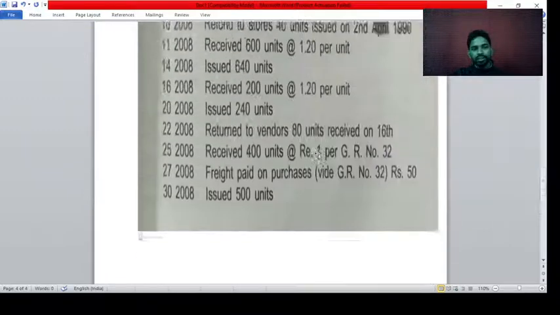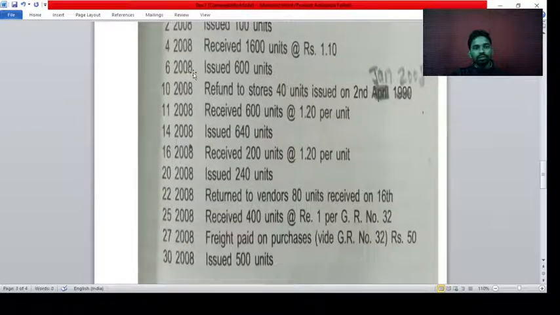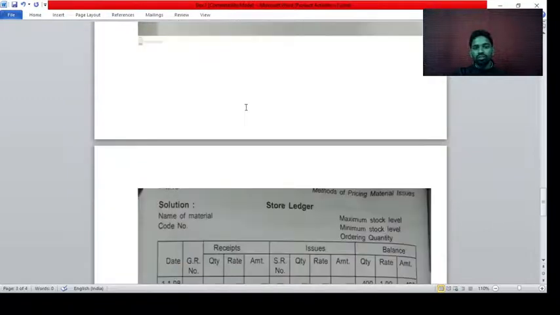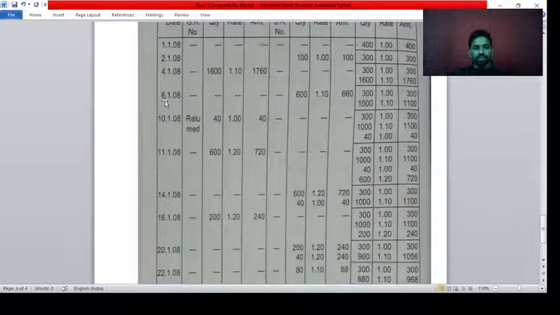On the next date, on 6th January 2008, issued 600. So on 6th January 2008 we have to issue 600 quantity. On 4th January 2008 there are 2 stocks. The first lot is 300 and the second lot is 1600, and we have to use the LIFO method, last in first out. Here we have to prepare the LIFO statement.